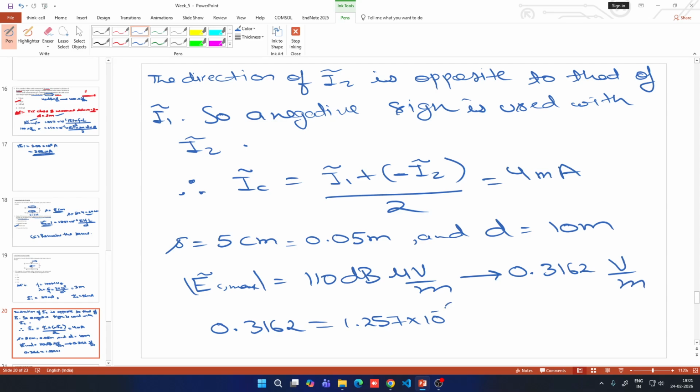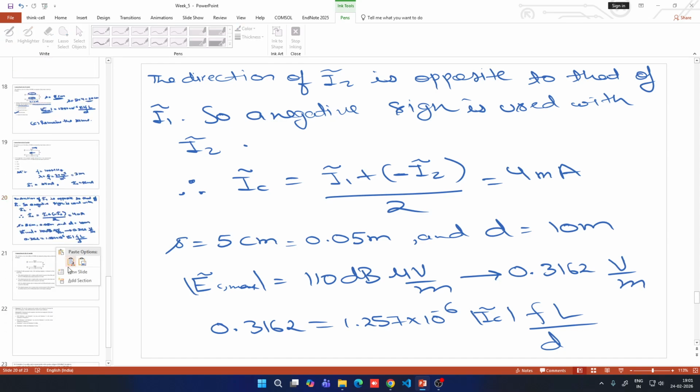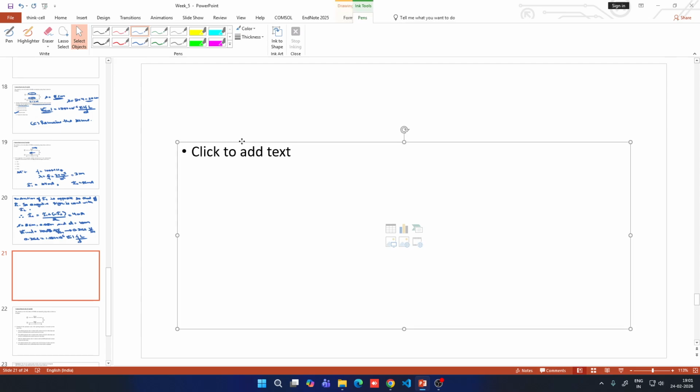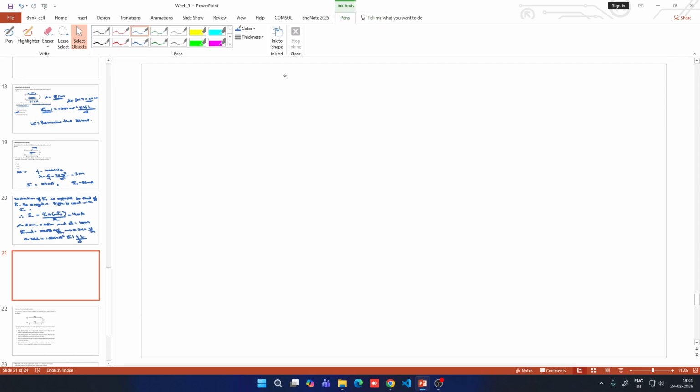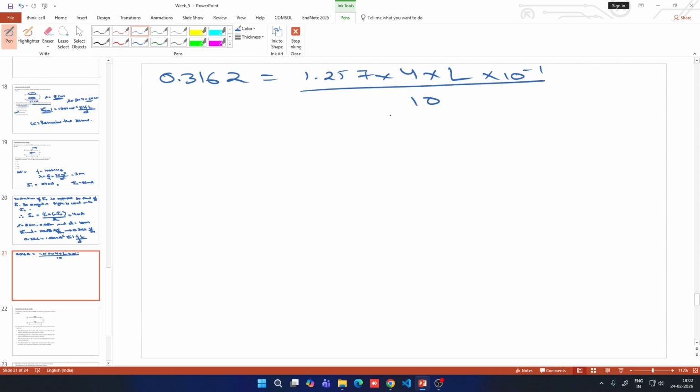1.257 into 10 to the power minus 6 into IC, F is the frequency, L. This L is the only unknown that we have to find, and D. So when we solve this, we will get 0.3162 is equals to 1.257 into 4 into L into 10 to the power minus 1, and the distance of the measurement is at 10 meters.